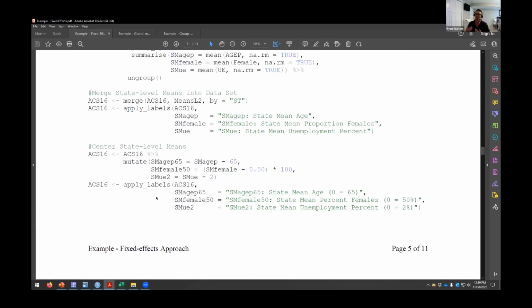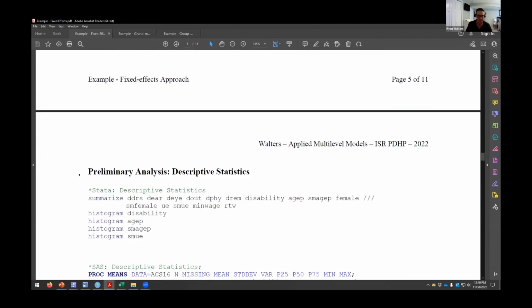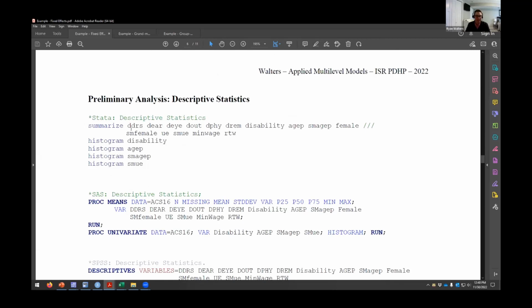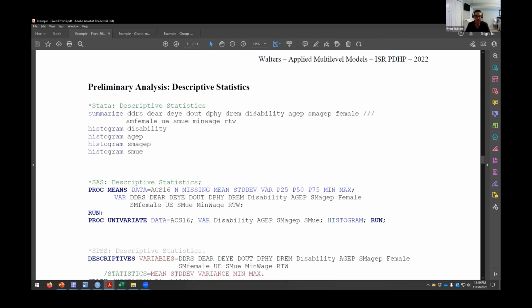I should say, foreshadowing, when we get to the multi-level model in R, I'm using the lmerTest package. lme4 does exist, and you could use that as well. lmerTest hates labels. So I labeled here for your purposes only, but you're going to notice in the R code when we get to the multi-level model that I actually create a new data set that strips the labels because for some reason, it said, I don't know what to do if there's a variable label, which is absurd to me, but it's what happens. Preliminary analysis, so our descriptive statistics, we're going to look at primarily disability, age, state mean age, unemployment, and right to work.